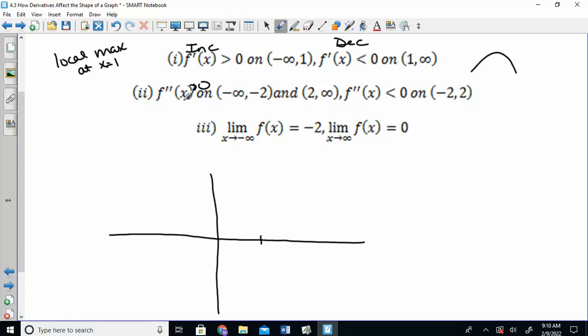Second thing says the second derivative is greater than 0. First derivative positive is increasing. Second derivative positive means it's concave up from negative infinity to negative 2 and from 2 to infinity. Second derivative is less than 0, so concave down between negative 2 and 2. Right, so that means we have inflection points at negative 2 and positive 2.